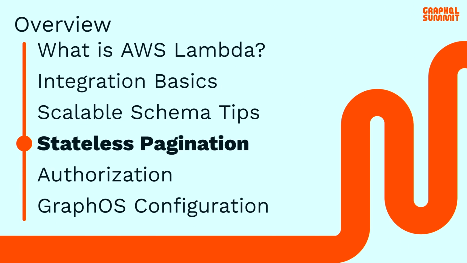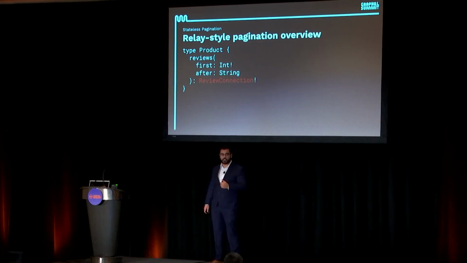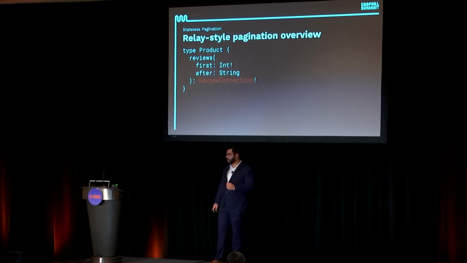So now let's talk about stateless pagination. If you're unfamiliar with relay-style pagination, I just want to do a very quick overview of it. For forward pagination, you have a field with first, which describes how many objects you want to load, and then you have after, which represents the cursor of where you want to start iteration from. And then finally, what it returns is a review connection.